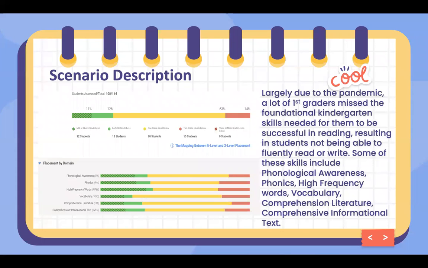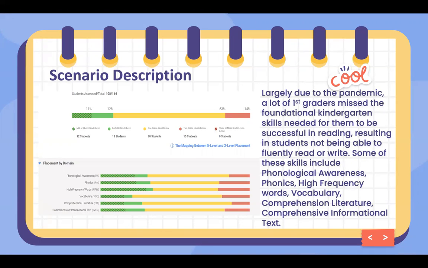So, with my scenario, I decided to focus on the foundational skills that my first grade students are currently missing from kindergarten due to being out from the pandemic. I know that when the pandemic hit, my first graders last year had the option to either come to school or to be virtual, and a lot of them chose the virtual option, which I do believe ultimately put them behind. We did give them, as well as the other students in our building, a universal screener, which goes through the skills of phonological awareness, phonics, high frequency words, vocabulary, comprehension literature, and comprehensive informational text.